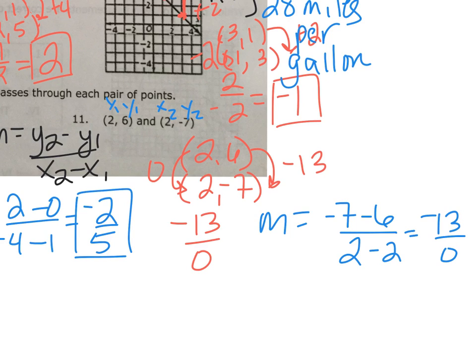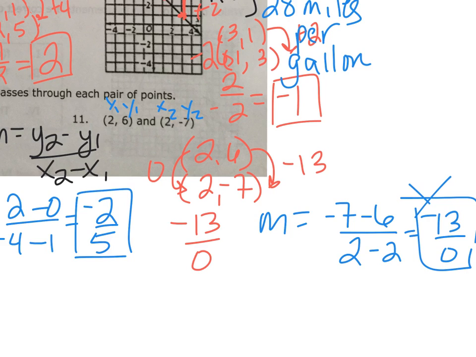You can't leave it like this. Nobody writes like this. You have to tell me what that means. 13 divided by 0, or anything divided by 0, doesn't make any sense. It's undefined. You can't have 0 in a denominator.